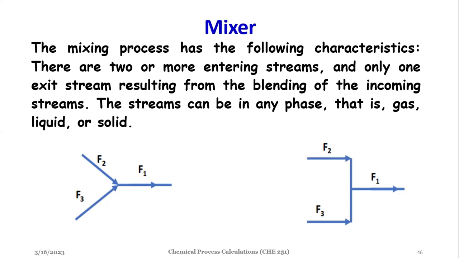Now, for mixers, it's the reverse of the splitters. Instead of splitting a stream into a number of streams, we are joining a number of streams together. But it works with the same principle. Everything that is coming in, if we sum it, should be equal to the stream that is coming out. So F2 plus F3 should be equal to F1.